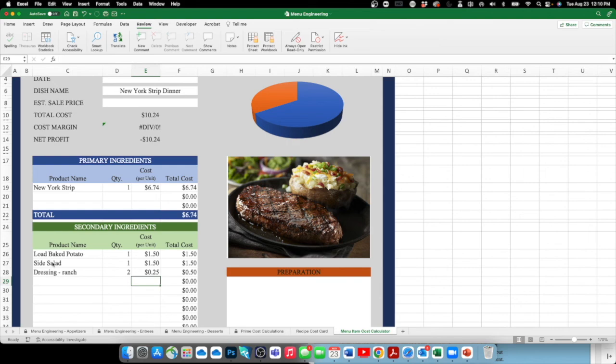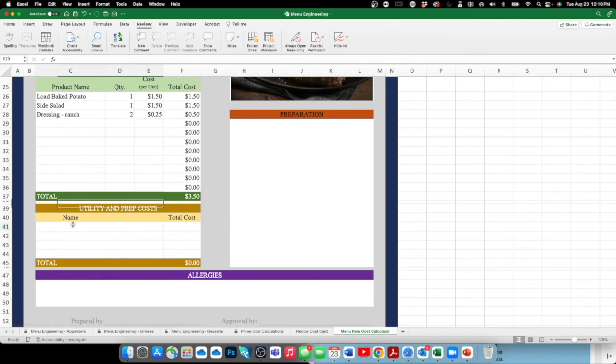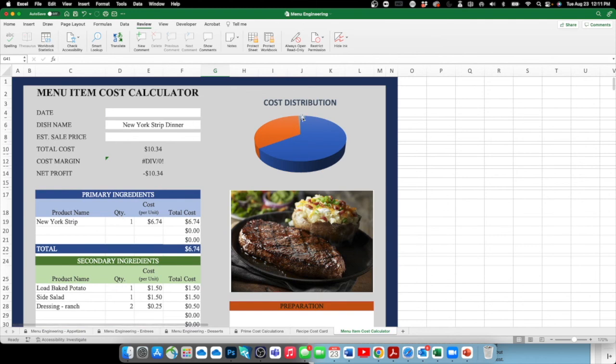What else goes on the steak? Maybe you've got some utility and prep costs associated with it. Maybe there are paper products that you use for portioning. Maybe it's any number of things that you might not think of. There's a lot of different stuff that can go in there. Let's say, for instance, the baked potato was wrapped in aluminum foil. We used a total of 10 cents of aluminum foil. Did it affect our distribution that much? No, not really, but you can see it up there.